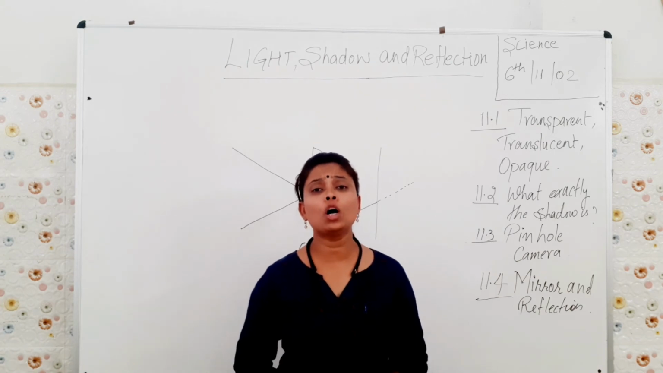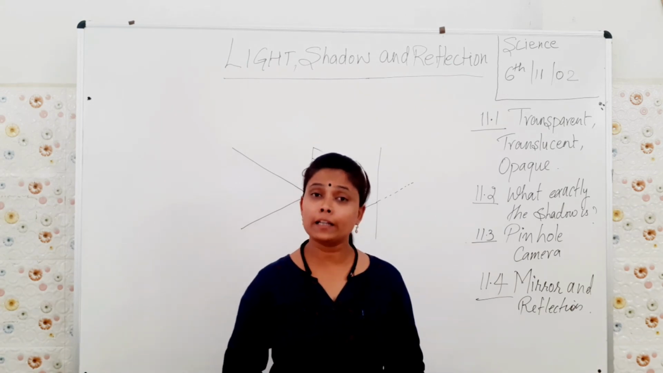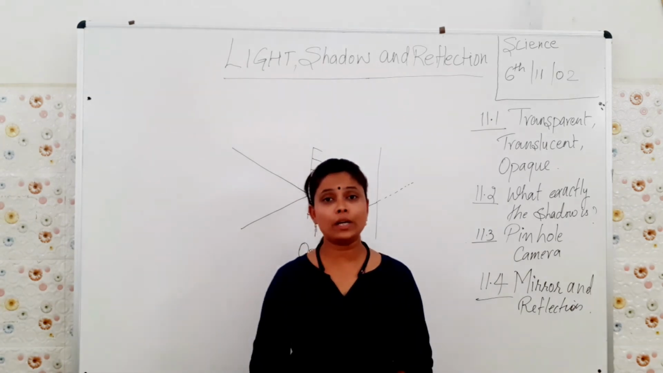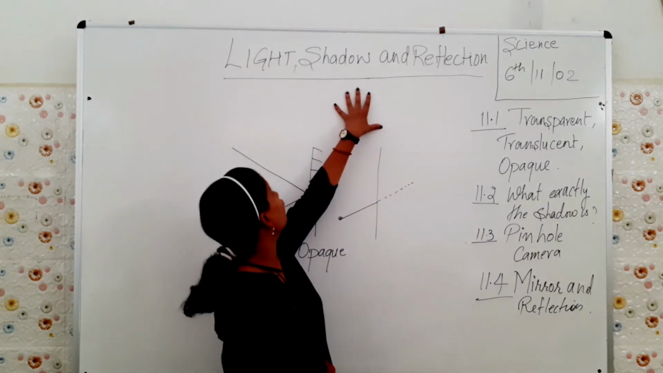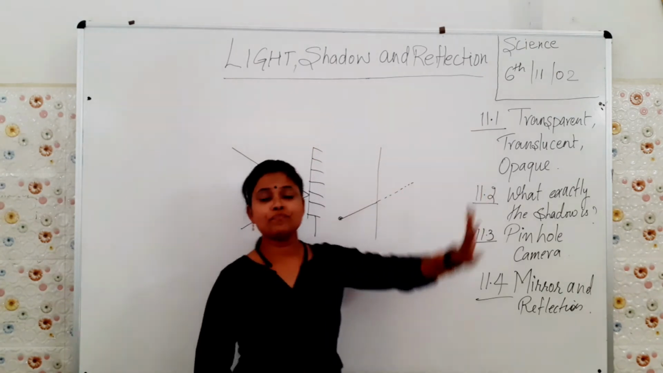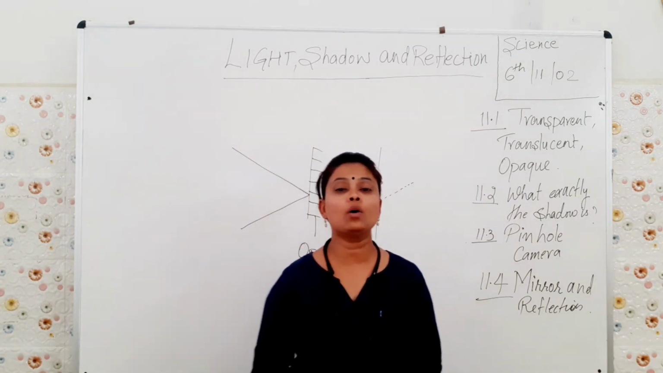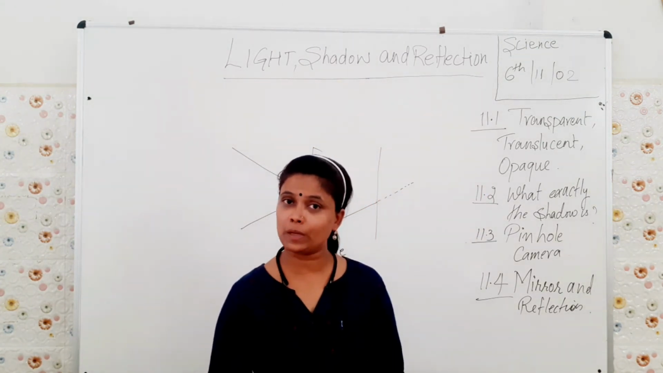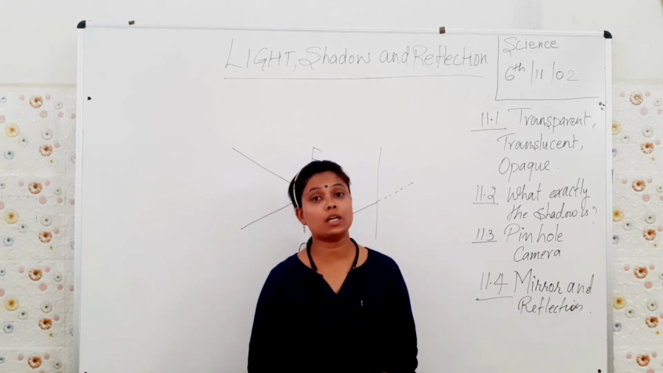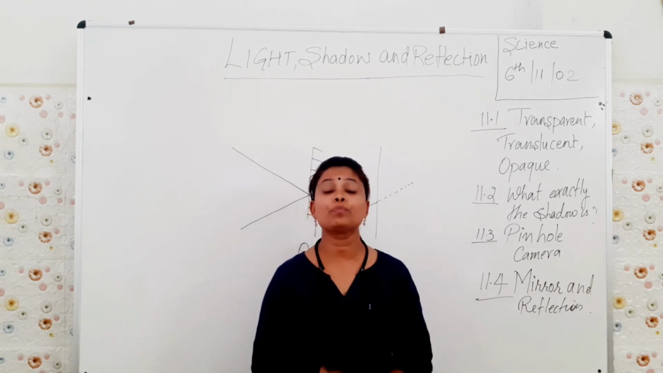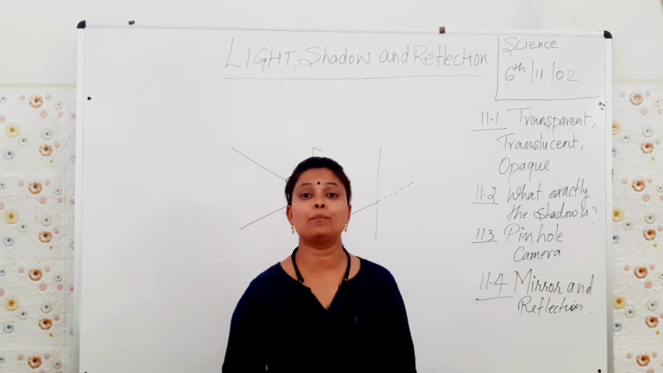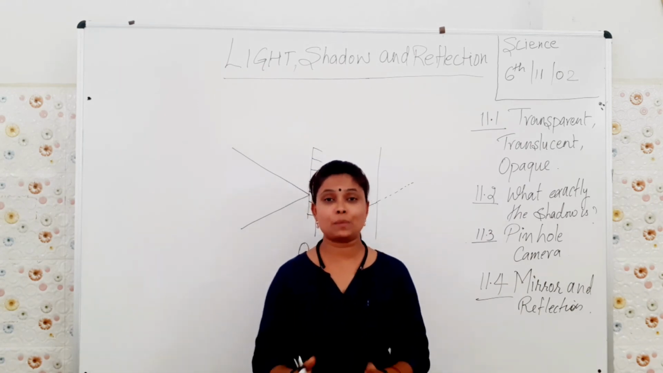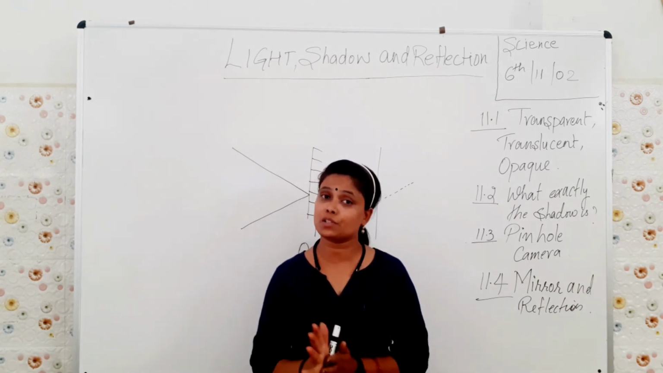I hope all the points are quite clear to you, and you have understood the difference between shadow and light, even the reflection, and how reflection takes place. What are the conditions required for forming a shadow? We have discussed that light is important and an opaque substance is important.